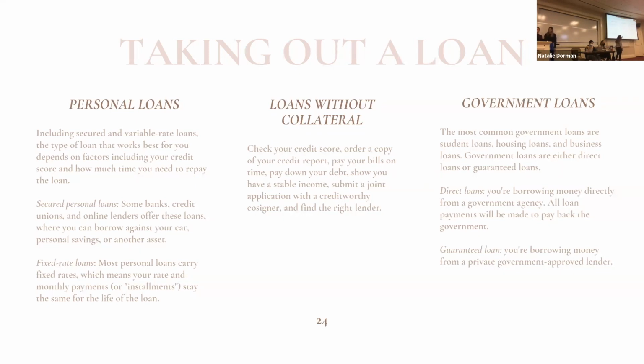And then for government loans, the most common government loans are student, housing, and business loans. They can be either direct or guaranteed. Direct is when you're borrowing money directly from the government agency, and any payment that you make back goes directly towards the government. And then a guaranteed loan is when you're borrowing money from a private government-approved lender. So it just depends on where you're getting that loan from.